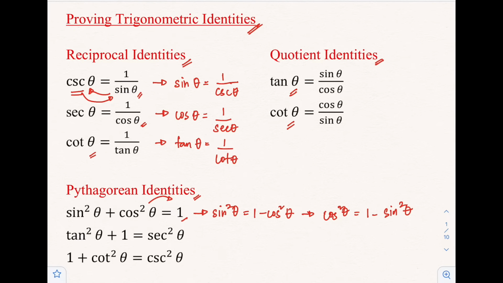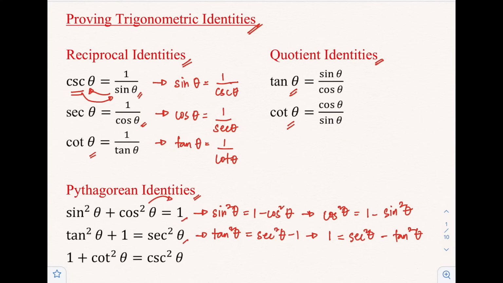Okay? So, next, we have tangent squared theta plus 1 is equals to secant squared theta. So, pwede rin natin siyang i-apply kay tangent squared theta, which is equals kay secant squared theta minus 1. And si 1, pwede siyang equivalent kay secant squared theta minus tangent squared theta.